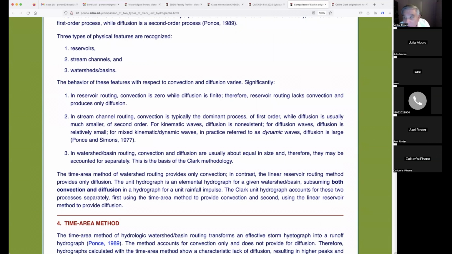Okay. With respect to convection and diffusion, the situation is different for the three physical characterizations. We all know what a reservoir is. We know what a channel is, and we also know what a watershed basin is. The reservoir is a point. It's really flow at a point. It's not even one-dimensional. It's zero dimension.